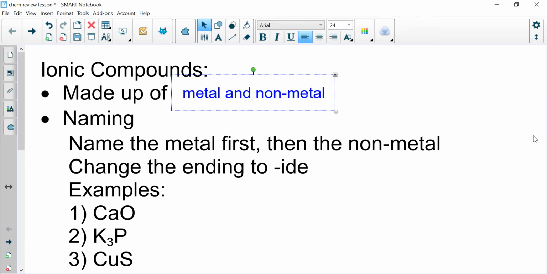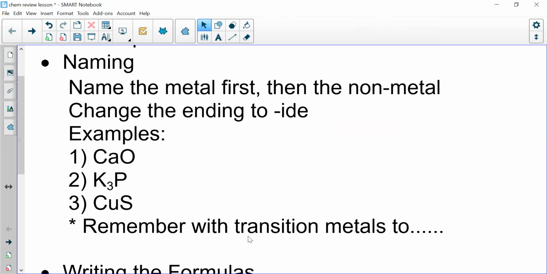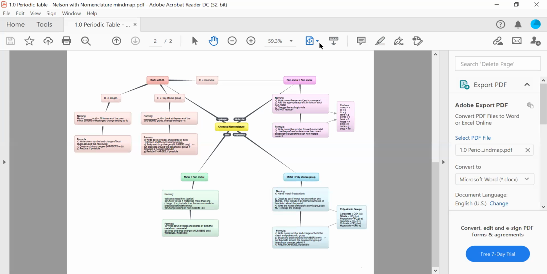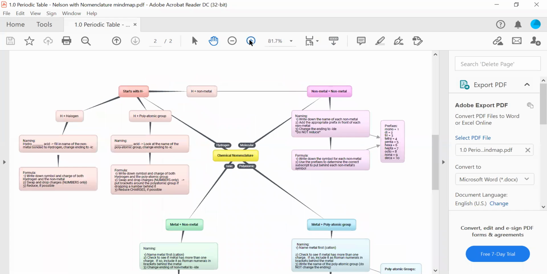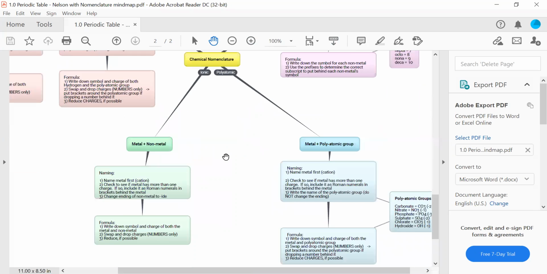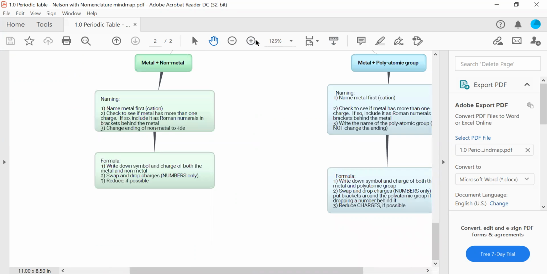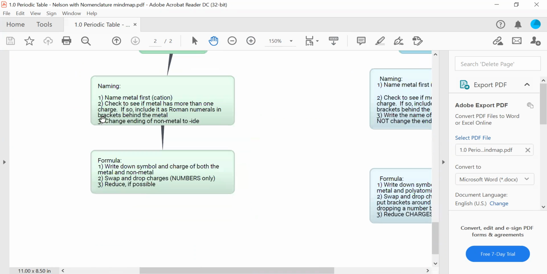When you're naming them, name the metal first and then the non-metal, change the ending to IDE. That is on your nomenclature flowchart. So if you're stuck with that, or if you don't remember exactly how that works, grab your nomenclature flowchart. It's not hydrogen, it's not two nonmetals. Okay, it's a metal and a non-metal. So here's your naming. Name the metal first, see if the metal has more than one charge. Name the non-metal second, change the ending to IDE. Okay, so use your nomenclature flowchart for the naming here.